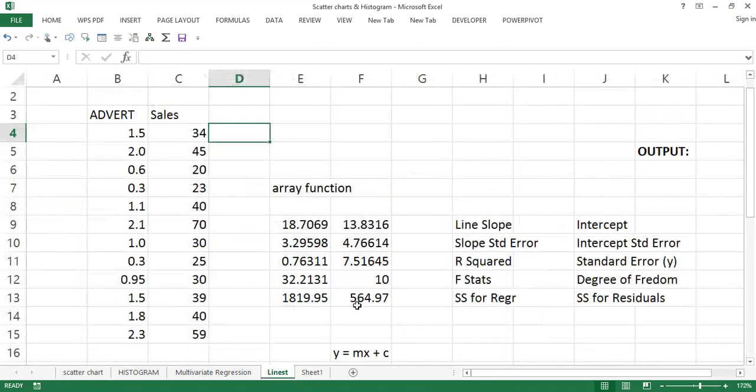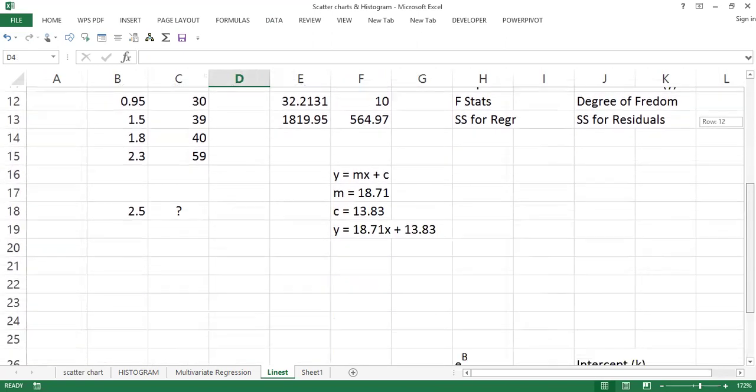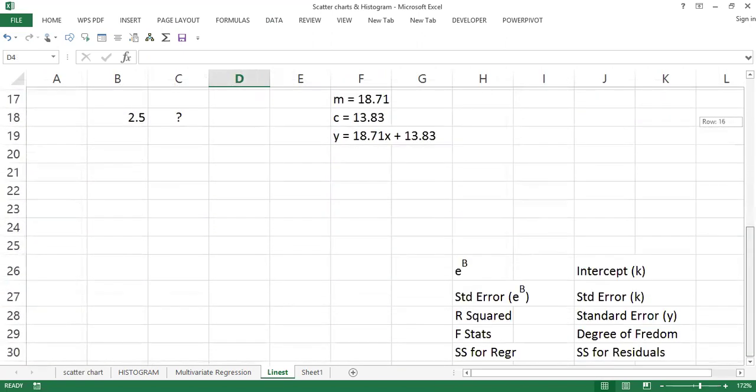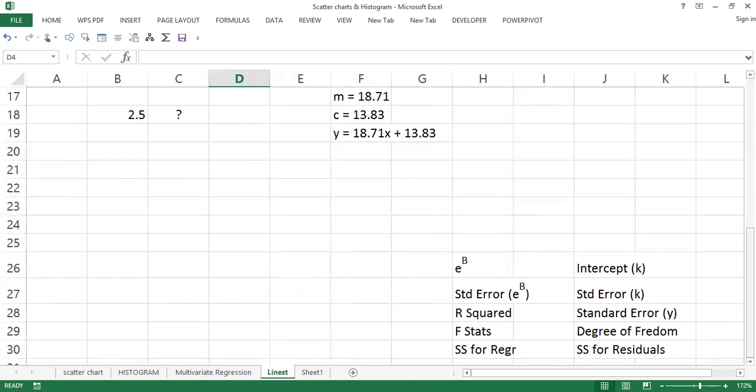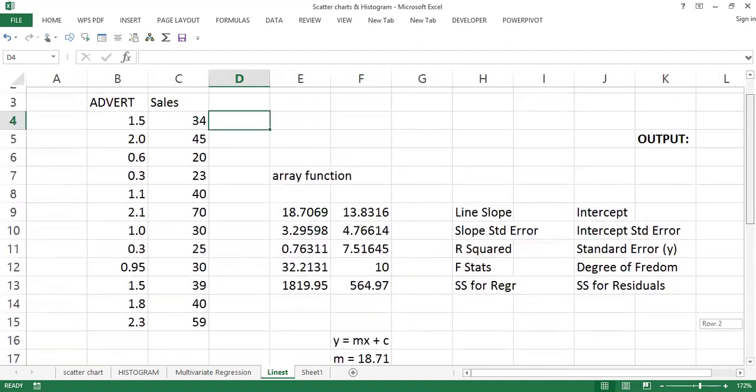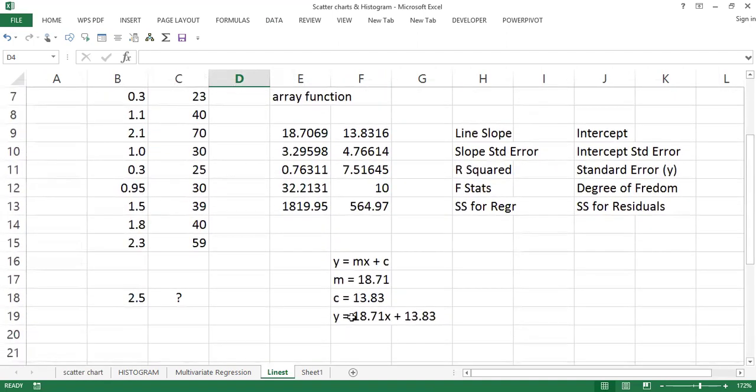So this is how the Linest function works. You can decide to use that as well. So if we're given the x, then we can calculate the y. If we're given the y, we can calculate the x, exactly, using this equation.